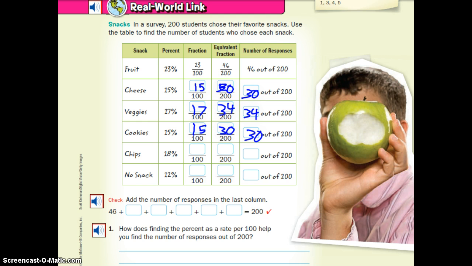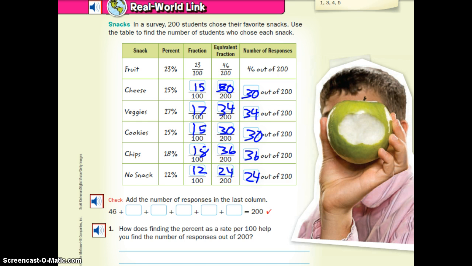Yep, keep going. The chips, which is 18%, is 18 out of 100, which is 36 out of 200. Then the ones with no snack is 12%, so 12 over 100, which is 24 over 200, so 24 out of 200. Great, and then to check our responses, we just need to write the numbers in.